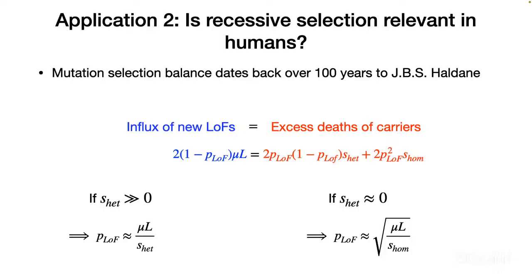Okay, so these make very different predictions. These things in general are quite small, and this number is going to be very small. And so the square root of a small number is much larger than the unsquared version. So this is predicting that frequencies of recessively selected variants should be much higher than non-recessively selected variants.